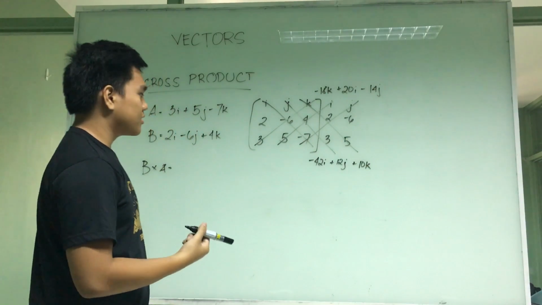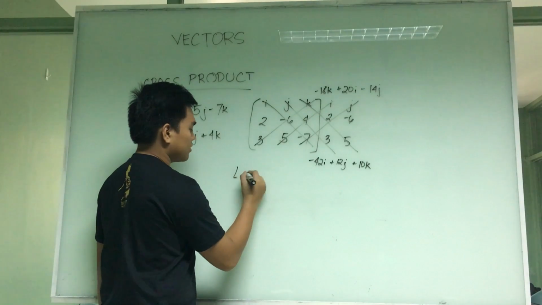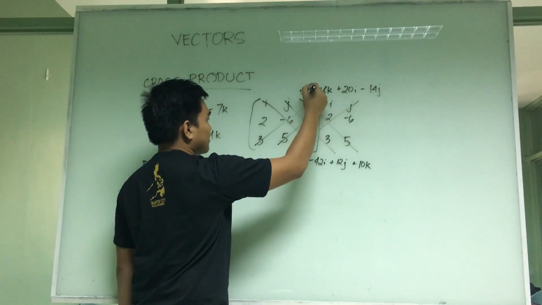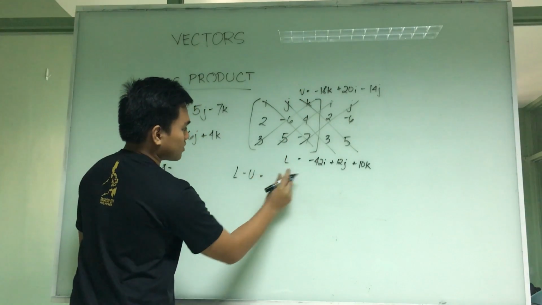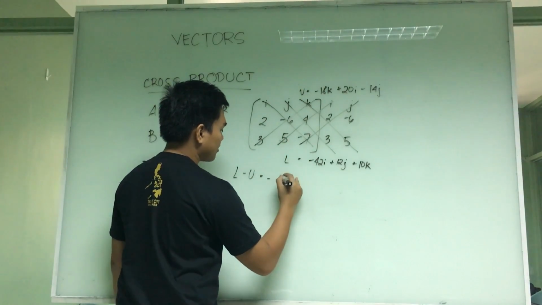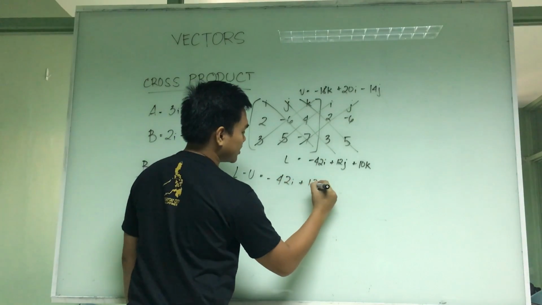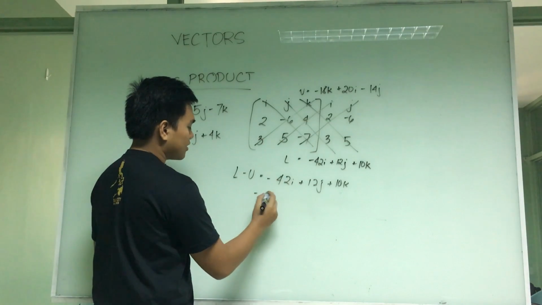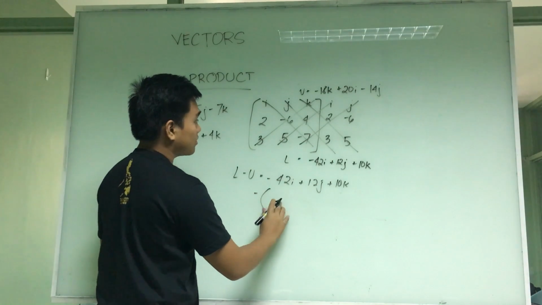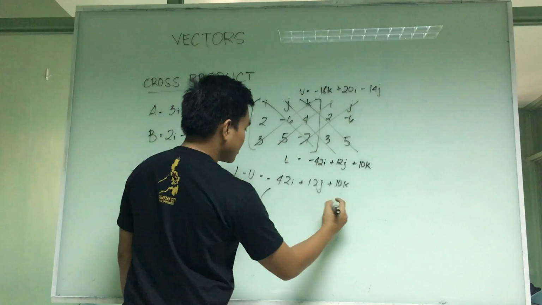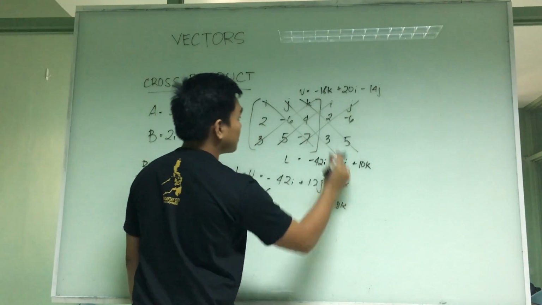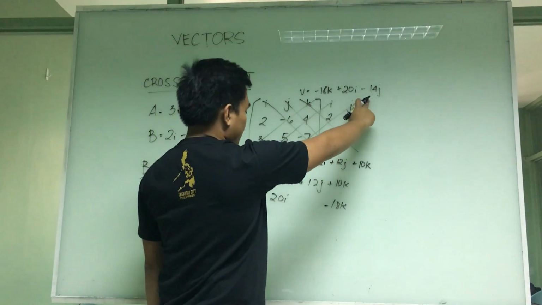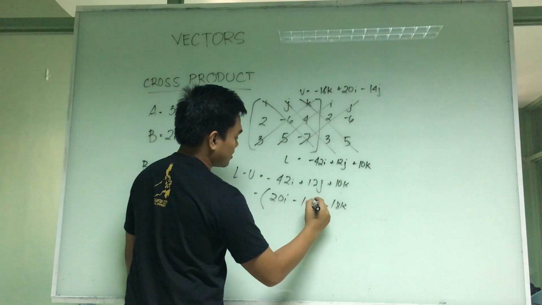Now again, we're going to use the procedure lower minus upper. This is our lower product, and this is the upper one. Since our lower is this, we're just going to copy it here: negative 42i plus 12j plus 10k. Now, we will subtract. The upper one has negative 18k here, 20i here, and negative 14j here.